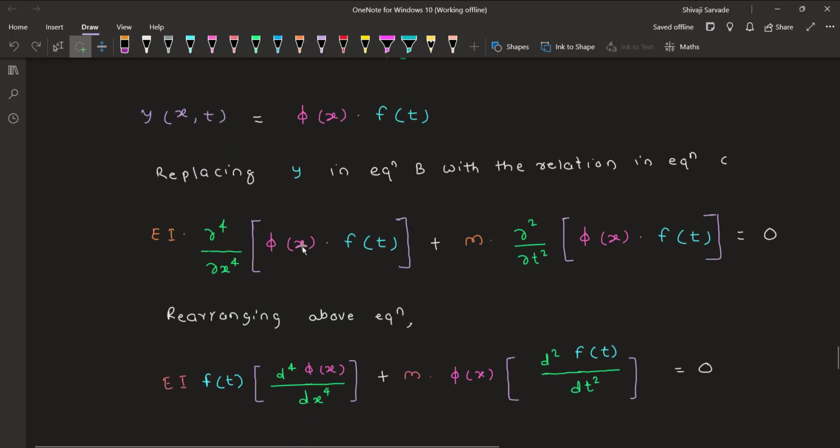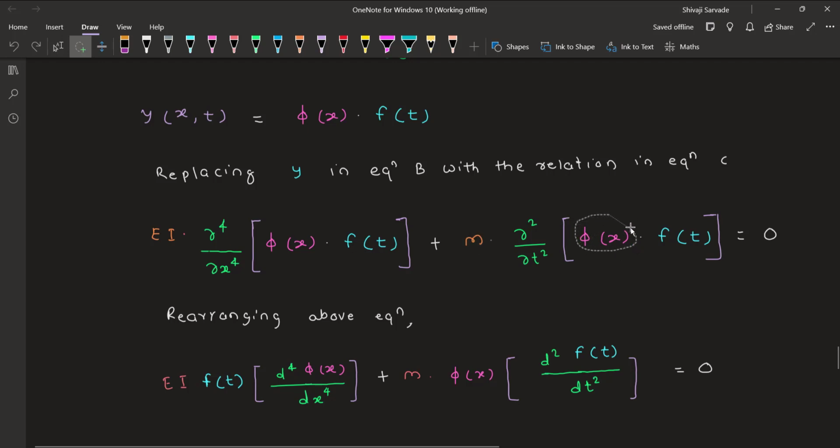Okay, so we'll rearrange this equation, and now EI is a constant. For the differentiation with respect to x, t can also be treated as a constant. So this EI and this f(t) are treated as constants. So EI into f(t). Now this ∂⁴/∂x⁴ need not be a partial differentiation because we are differentiating x with respect to x, so we'll consider the full differentiation. So this becomes d⁴φ(x)/dx⁴ plus this mass is there.